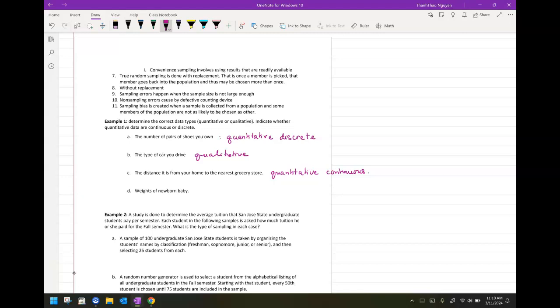The distance is 5 miles. This is a continuous measurement. Same with the weight of the newborn baby. So this is quantitative, continuous.